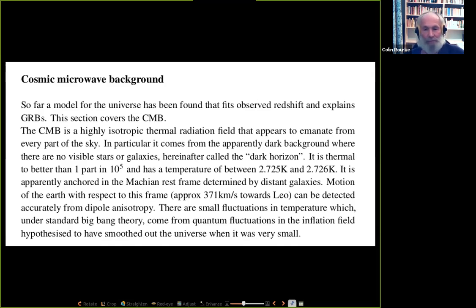The point is that the motion of the Earth can be measured with respect to the cosmic microwave background frame, and it's about 371 kilometers per second towards the Leo. And when I say Machian rest frame, I'm pretending that it exists, but this is just the description that is given when you read the literature. If you look in Wiki, for example, and there's small fluctuations in temperature, which under the standard Big Bang theory come from, I'm going to say this without smiling, quantum fluctuations in the inflation field.